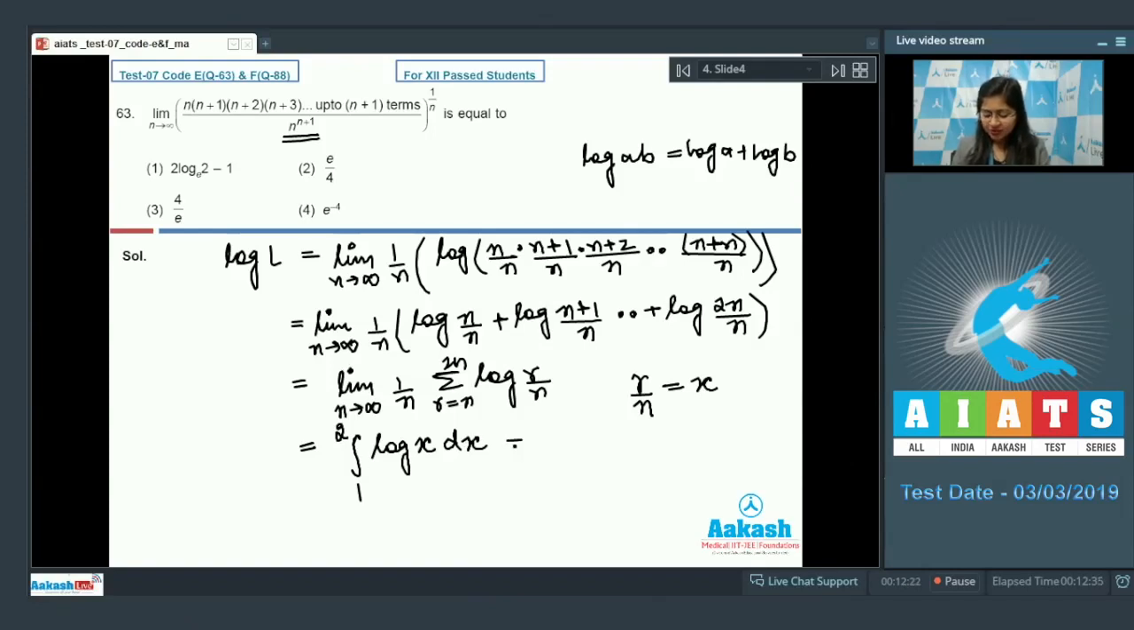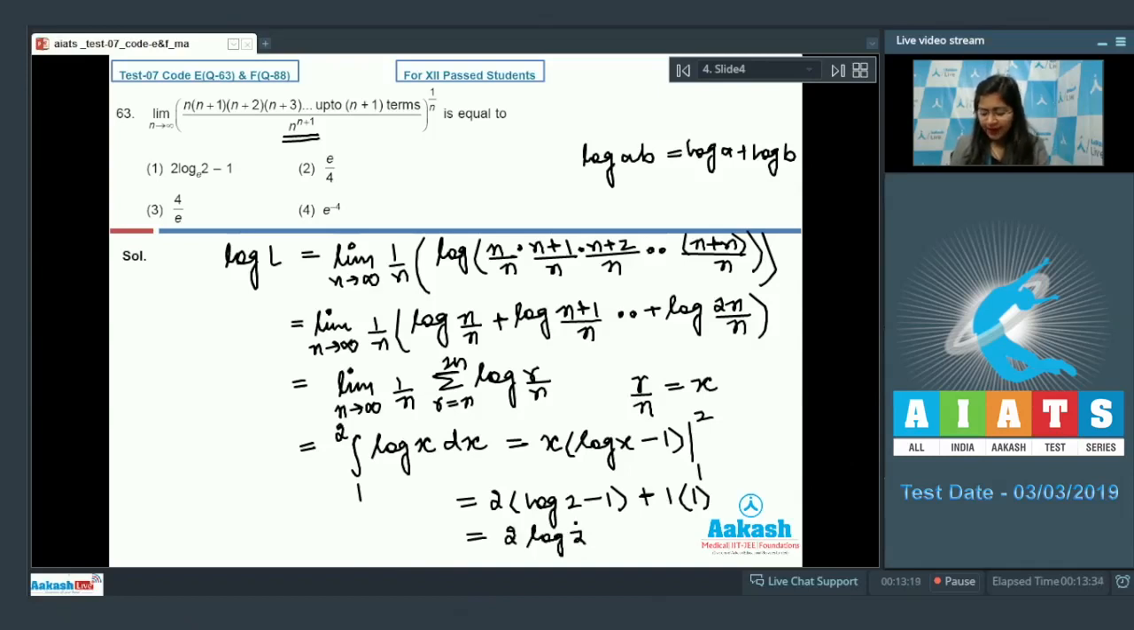Now we know that its integration by parts can be written as x into (log x minus 1), and the limit is from 1 to 2. So this is equal to 2 into (log 2 minus 1) minus 1 into (log 1, that is 0, minus 1). So this can be written as plus 1, right? So this is equal to 2 log 2 minus 2 plus 1. So this can be written as log of 4 upon e. So we can say that the value of L is equal to 4 upon e. That is given in option number 3, so it is the correct answer.